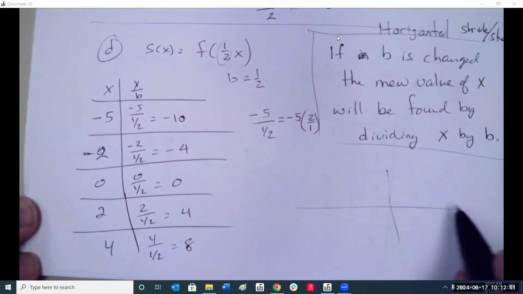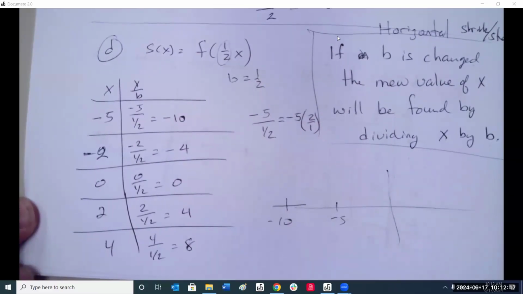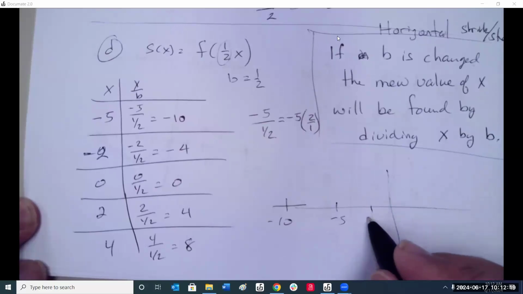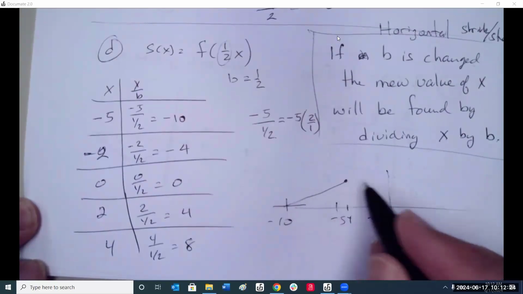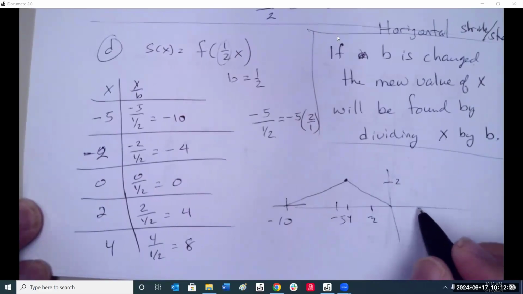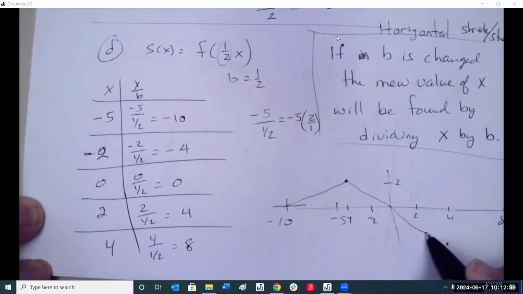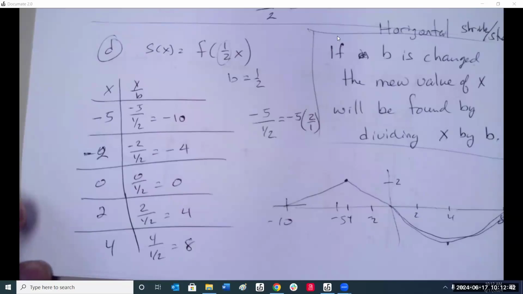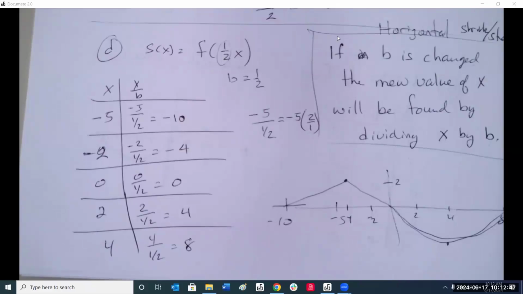So this one stretches. It went from -5 to -10. Then it went from -2 to -4. Then it went from 2 and 4 to 4 and 8. So if you get a fraction inside there, it stretches it out.